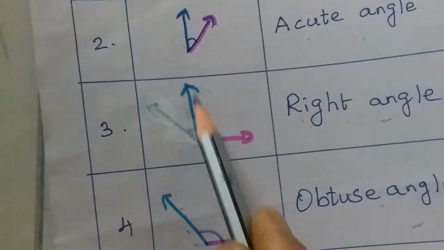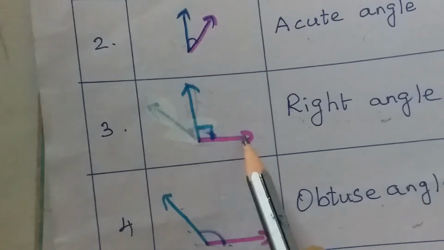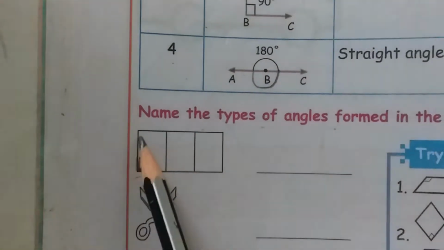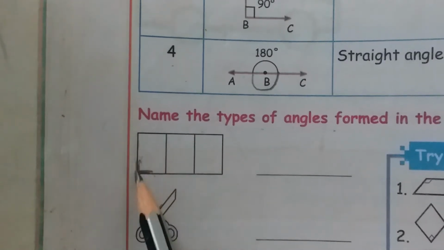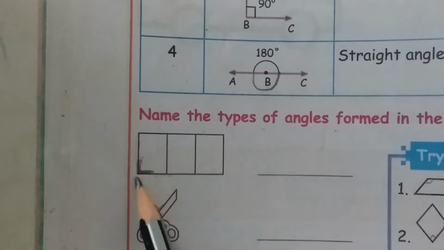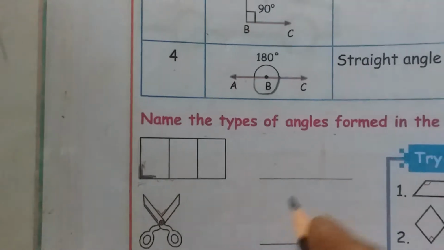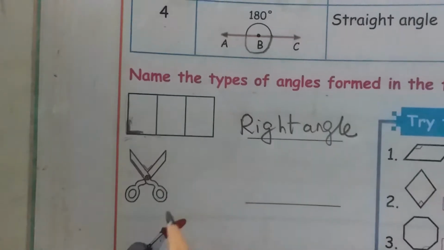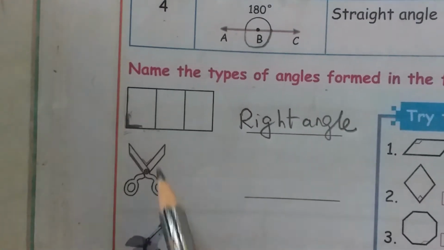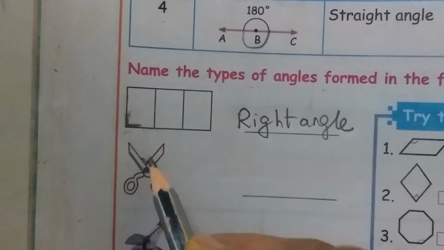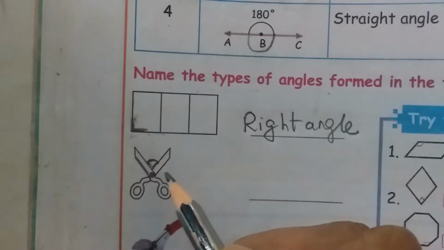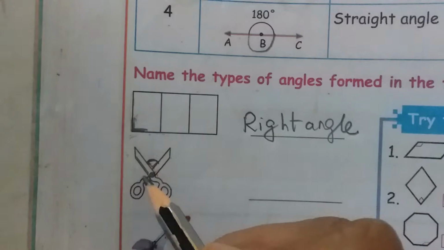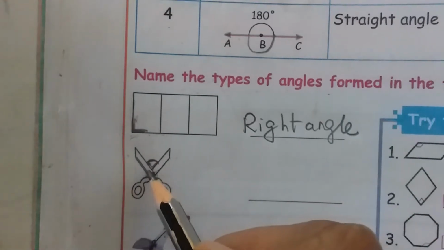Like these straight lines, the upright line and the horizontal line. See, vertical line and horizontal line. Yes, so this angle is what angle? It is a right angle. Next is the scissors, where the angle is marked here. How are the rays? The rays are away from each other. So it is what angle?